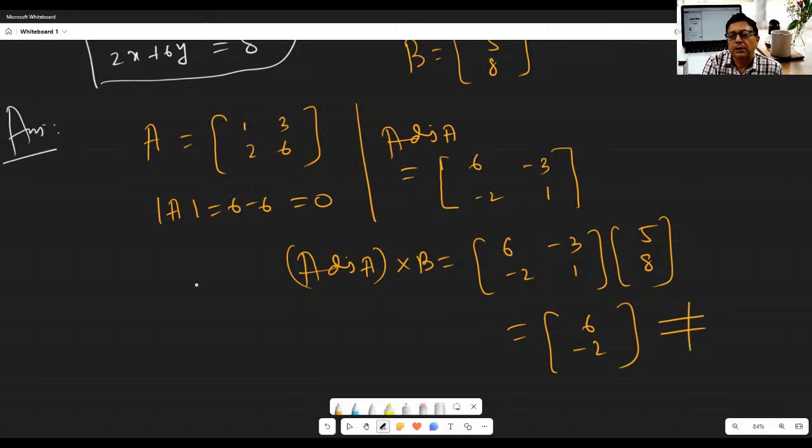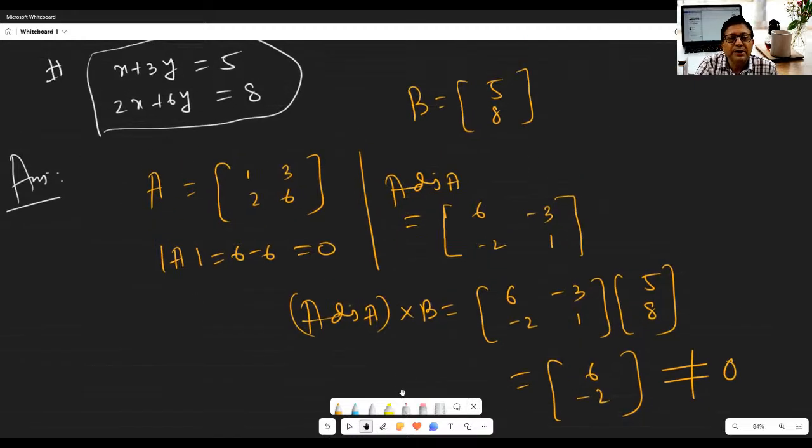For adjoint A, are you taking the rows first or the columns? I have to take the transpose. Wait a minute. Have I taken the transpose? Yes, everything is done. You interchange these two and change the signs of these two. Finished. This I have repeated. Determinant equal to 0 and this is not equal to 0. So the system of equations is inconsistent.